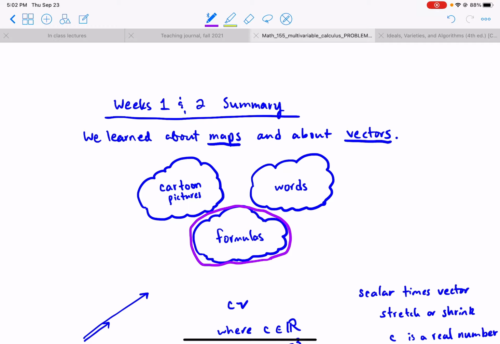So formulas are sort of what we're really going for, and the cartoon pictures and words can help us understand the formulas. And so because the formulas are so hard, for me, I'd like to take some time to explain some common errors that I've been seeing and that I made myself when I was a student.